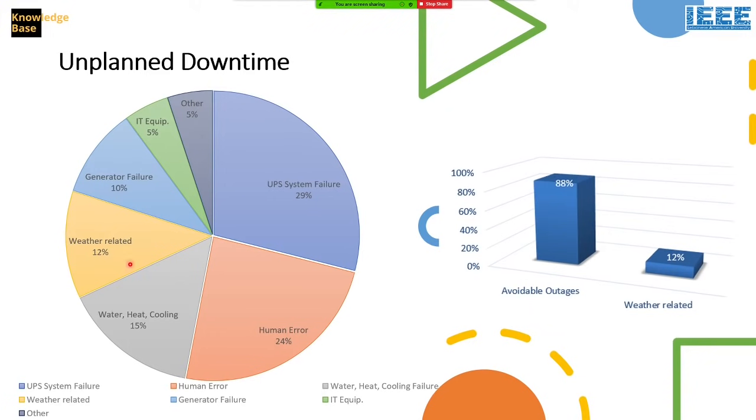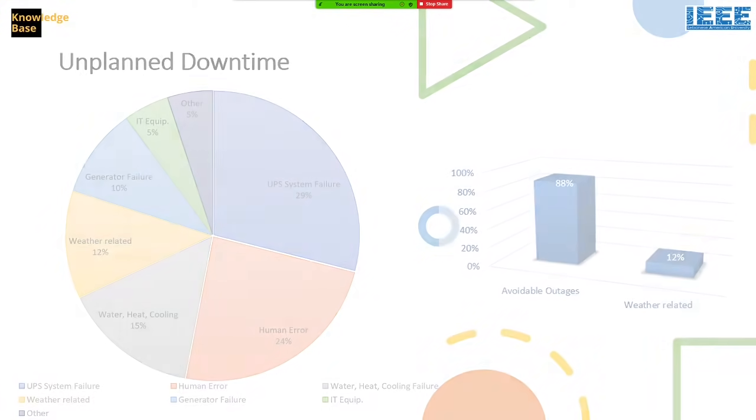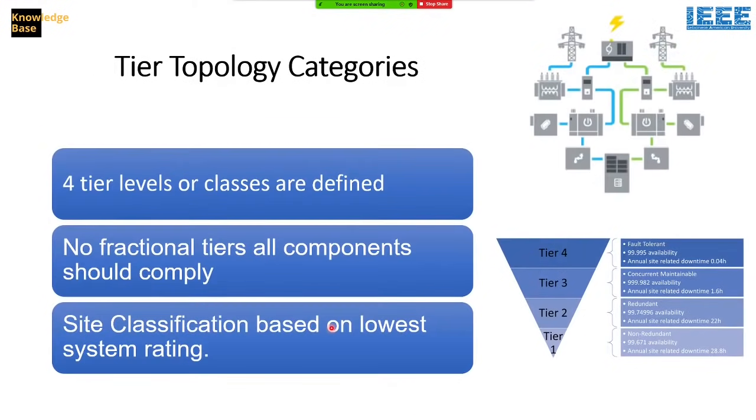And we have 12% from weather related, and you cannot control the weather. However, the other things, you can have control or influence on them. And that's why we can know that 88% of the outages could be avoided. Or we can take procedures or considerations in our design to reduce the outages coming from these 88%. And we will see how this is done in the tier level categories of a data center.